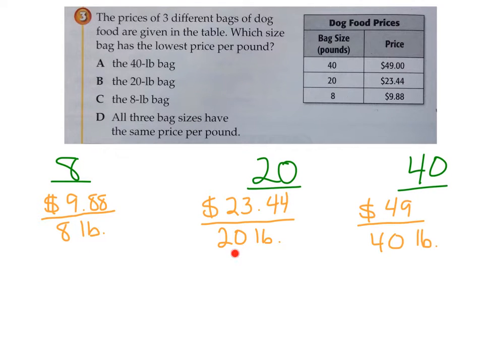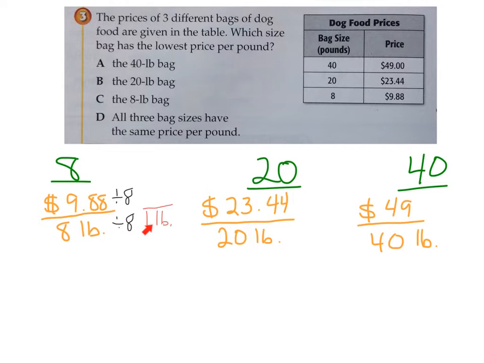Alright, now I've written my ratio for all 3 there. Notice I put the money on top, okay, and the pounds on the bottom there, and I labeled everything. And now what I want to do is find the unit rate for each one of these, and I'll use a calculator for that.